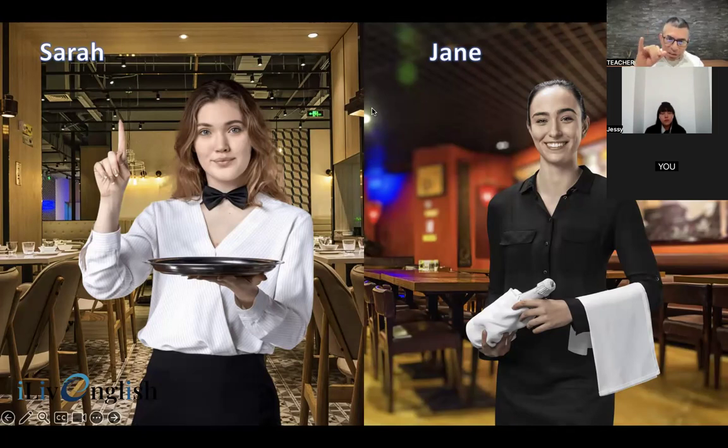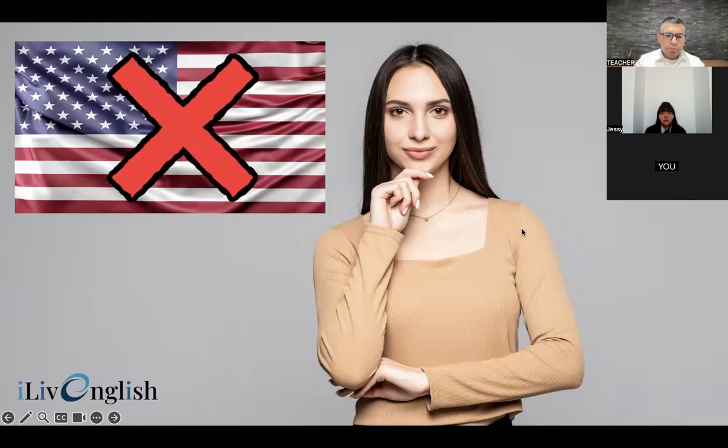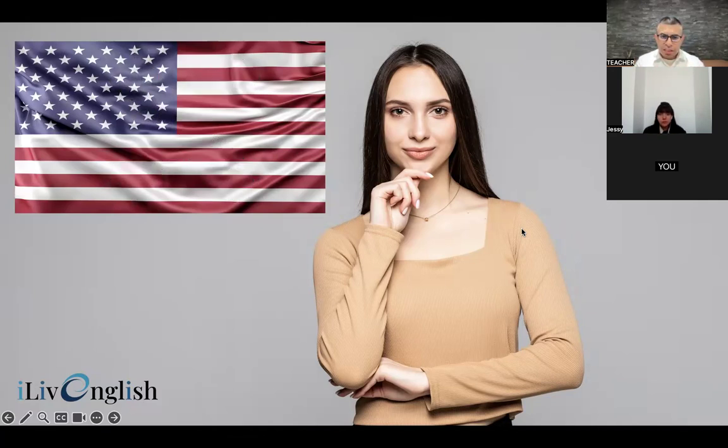Sarah is a waitress and Jane is a waitress too. Positive. Sarah isn't a doctor, and Jane isn't a doctor either. Positive too, negative either. Now let's practice with the next. Let's go over practice number 2. Okay. In this practice, let's check personal ideas.